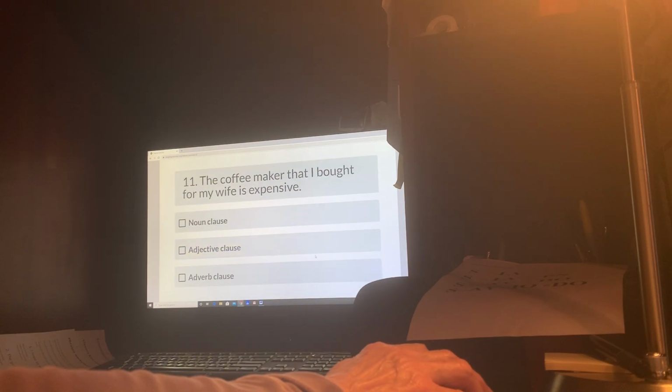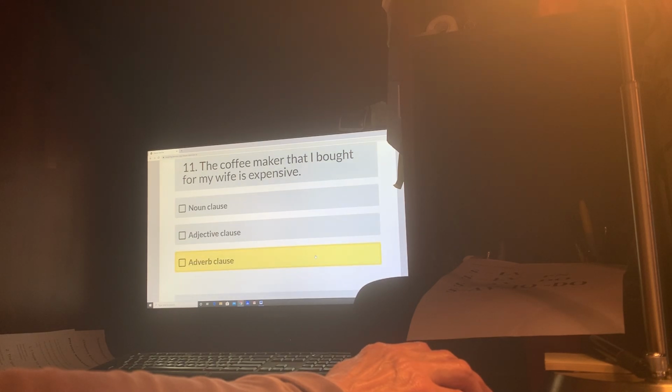The coffee maker, remember this one? The coffee maker that I bought for my wife is expensive. Okay, that I bought for my wife. Which coffee maker? Which one? Adjective clause.